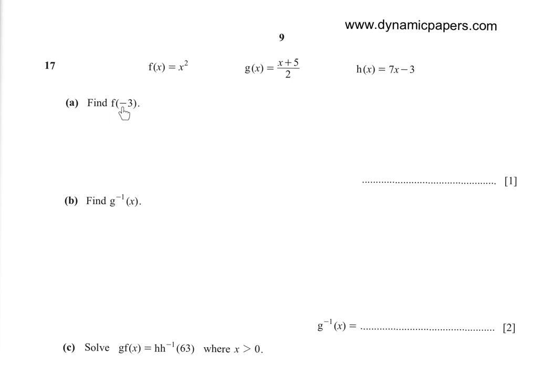Find f(-3). So substitute x by negative 3. Negative 3 all squared, which is 9. B, find g inverse of x.